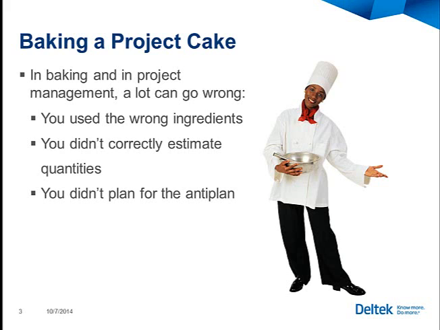See, I don't even know what ingredients are. Didn't correctly estimate the quantities that are required. The right ingredients in the wrong amounts are the wrong ingredients. And my favorite here, number 3, you didn't plan for the anti-plan. You didn't plan that the yeast was going to be expired. I didn't plan that at a higher altitude, the cooking times would be different. In fact, some of these things I didn't even know or realize until Jen told me about these yesterday.